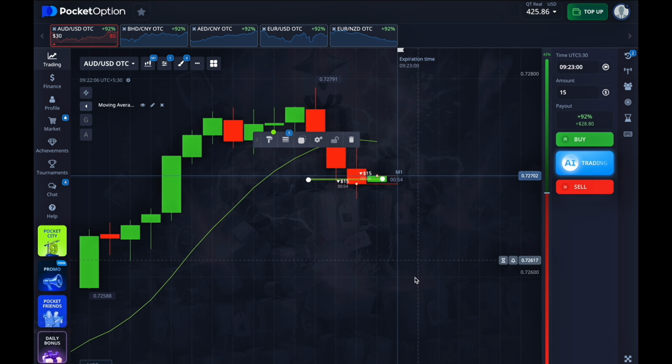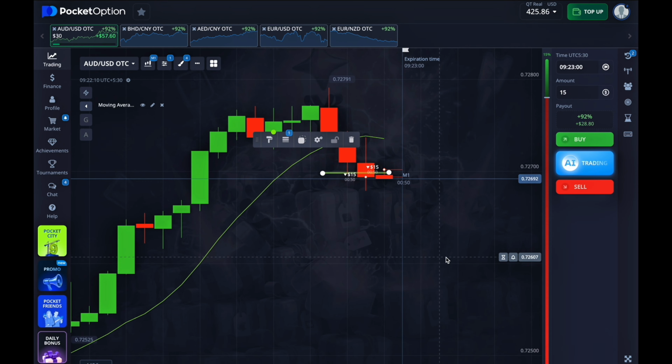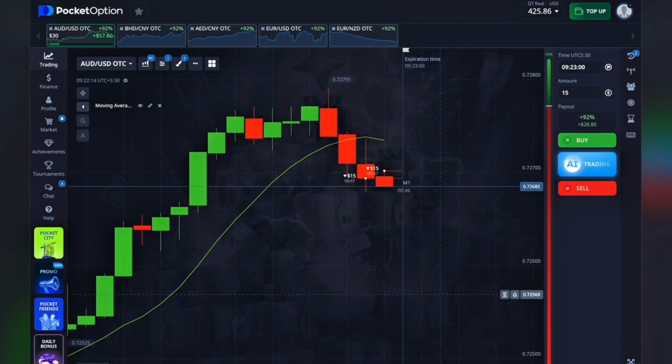Because of this confirmation, I'm entering two put trades, one at the opening of the candle and the second as my safety entry to manage my risk. Now let's break down the confirmations. First, we had a clear breakout below the moving average line. Second, the next candle gave us a clean rejection from the moving average, confirming it as a resistance.